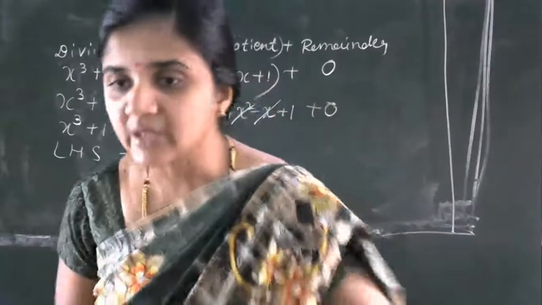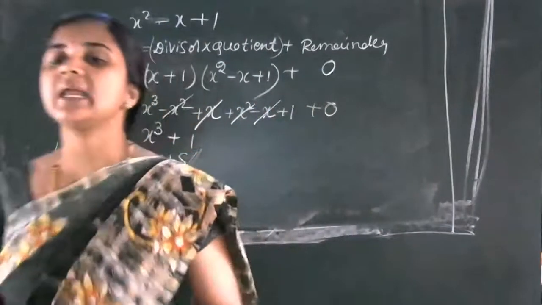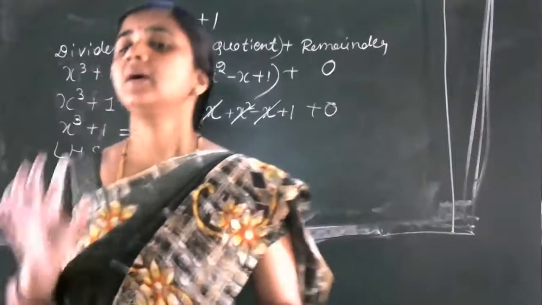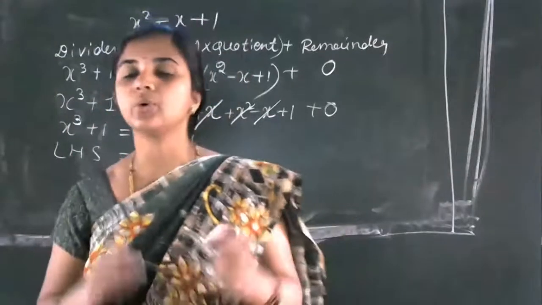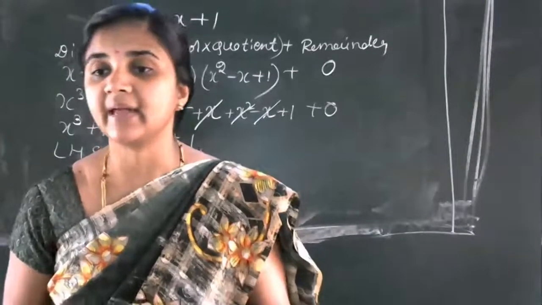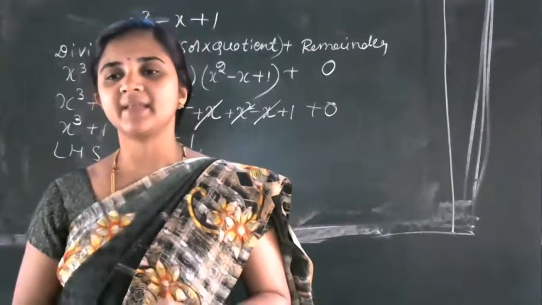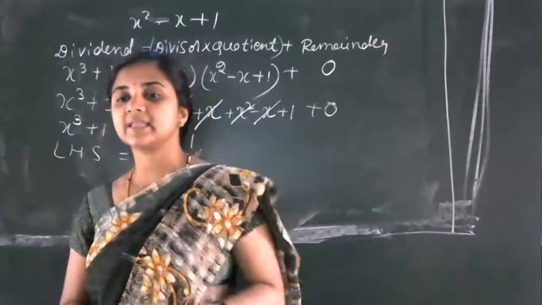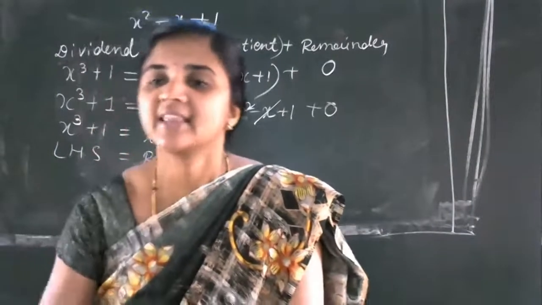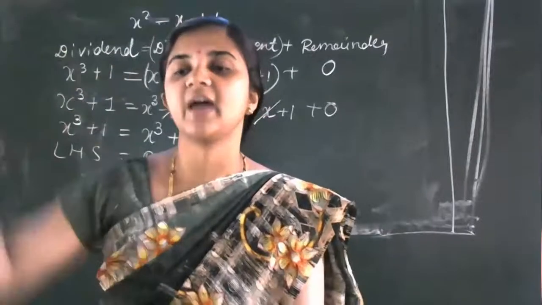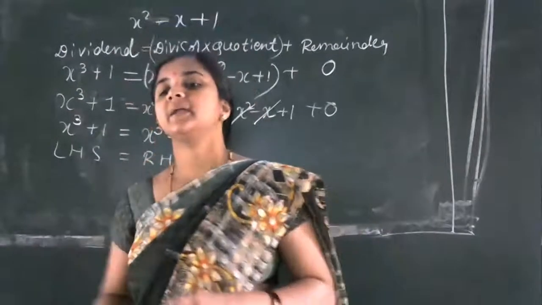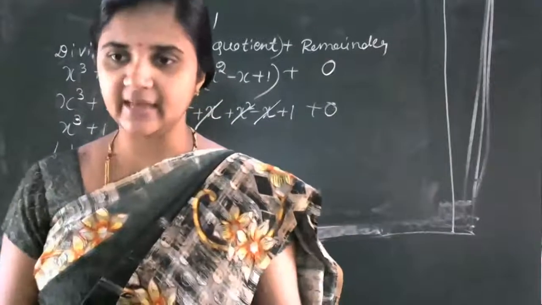Now after this actual division method, I need only the remainder. Okay, fast, I need only the remainder. Then we have to go with another method, that is the remainder theorem method. What is that remainder theorem method? We have to find the 0 of the divisor first. That 0 of the divisor we have to substitute in the polynomial. Then you will get the remainder. That is called the remainder theorem method.